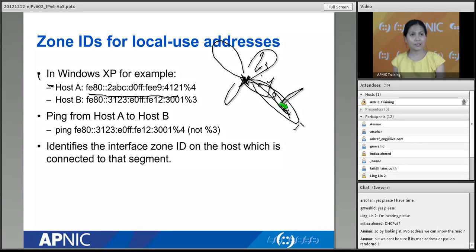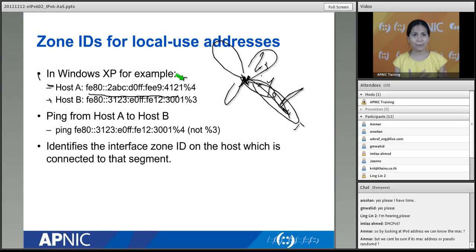So in this case, let's say our scenario is we're trying to ping from host A to host B. This is our host A IP address. This is our host B IP address. They have different zone IDs. Zone IDs are only valid in their own segment.